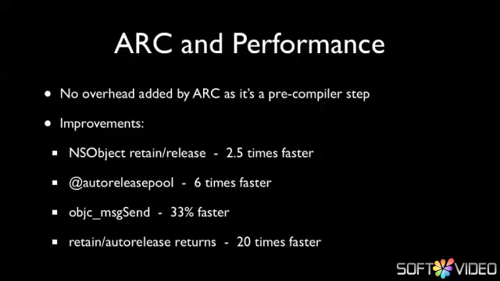Now, the compiler and the new runtime work together to ensure that objects are not even added to an auto-release pool, meaning retain auto-release returns, i.e. things are not added to the auto-release pool so they don't have to be retained and auto-released, making these speed gains of 20 times possible.